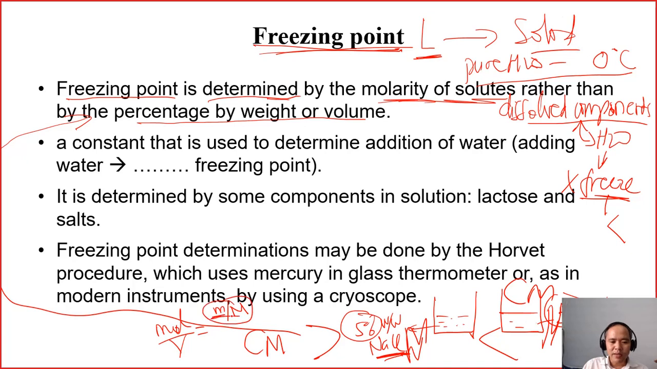And here you have the same mass, the same 5% and 5 gram. But the molecular weight of this one is smaller. So you have a higher number of moles for sodium chloride. So you have a lower freezing point for this one. You get it now?